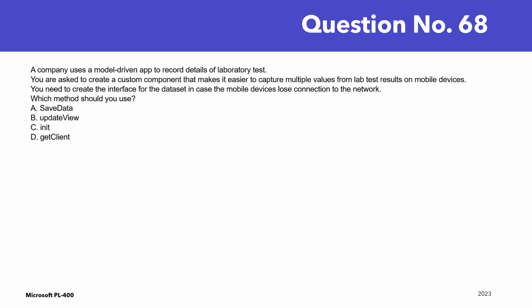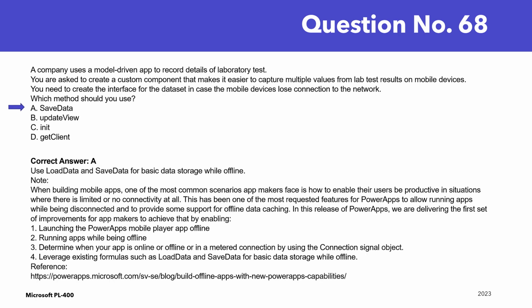A company uses a model-driven app to record details of laboratory tests. You are asked to create a custom component that makes it easier to capture multiple values from lab test results on mobile devices. You need to create the interface for the dataset in case the mobile devices lose connection to the network. Which method should you use? A. Save data. B. Update view. C. Init. D. Get client. Correct answer, A.